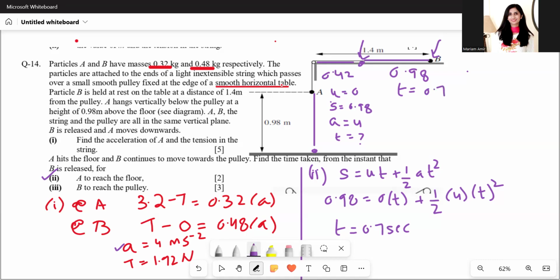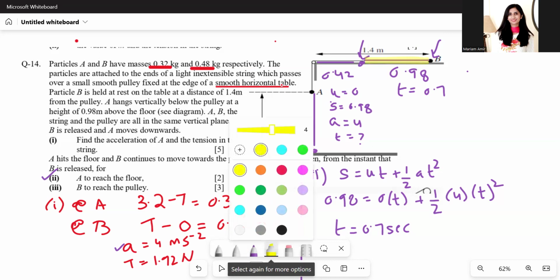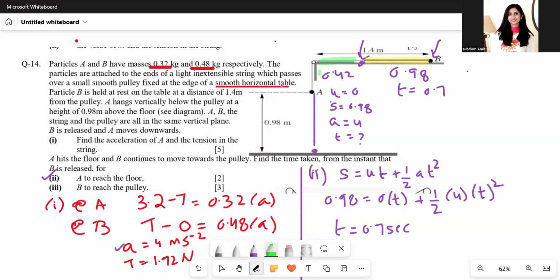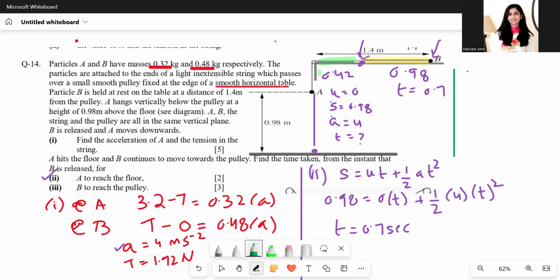Now we need the time from the instant that B is released till B reaches the pulley. So we know this part of B's journey. Now we need the remaining part of B's journey. It's telling us that B will actually hit the pulley. So for this green part of the journey, what do we know so far? We know that its u is going to be the speed with which A reaches the floor. Whatever the speed is here is going to be B's speed here. So let's find v for this.